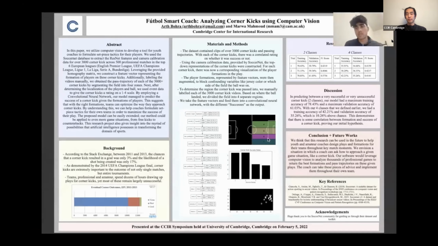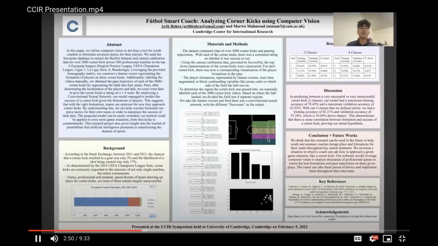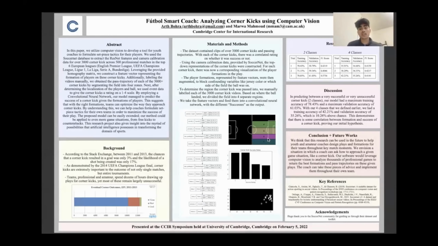Now let's get into a bit more about the materials and the methods I used in this research. The data that we used was from SoccerNet, and it contained over 3,000 corner kicks, and we labeled the pass trajectories of each corner kick manually. As it shows in the diagram, we separated the field into regions 1, 2, 3, and 4, and based on where the ball went on each corner kick, we labeled each corner kick as such.